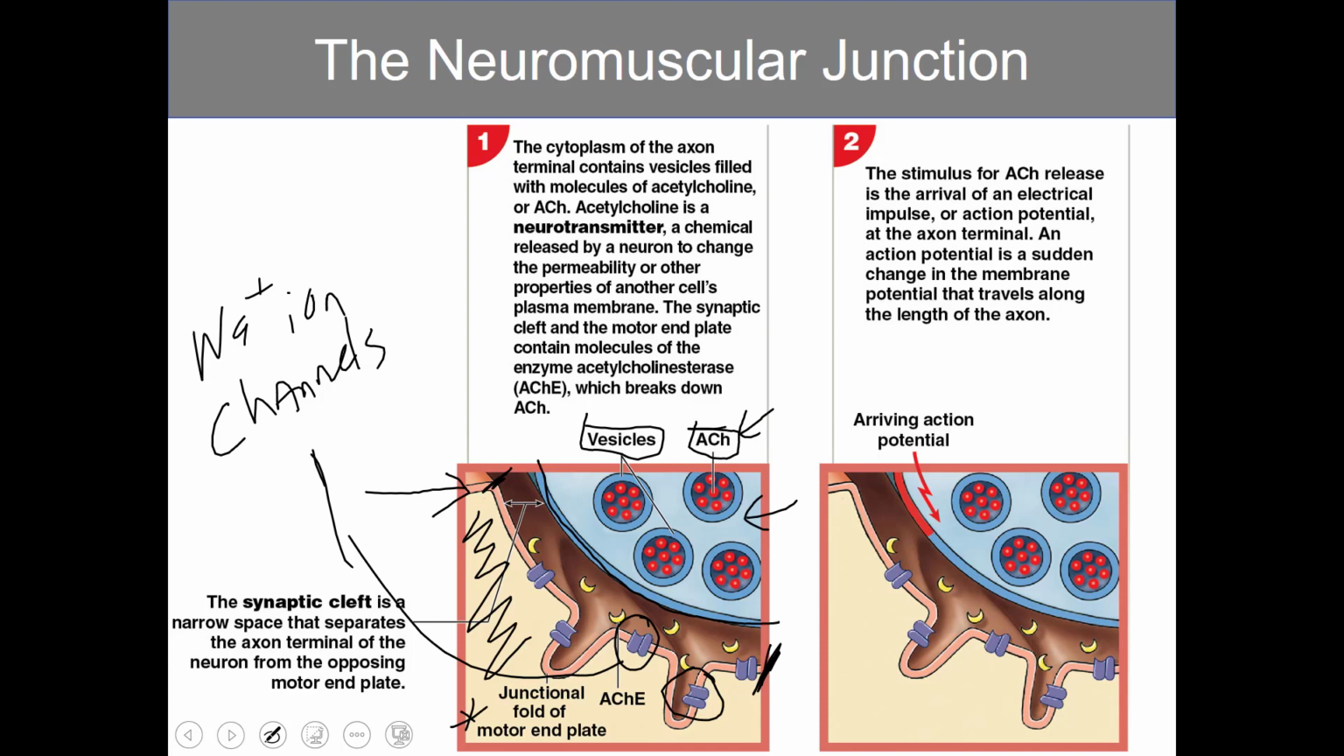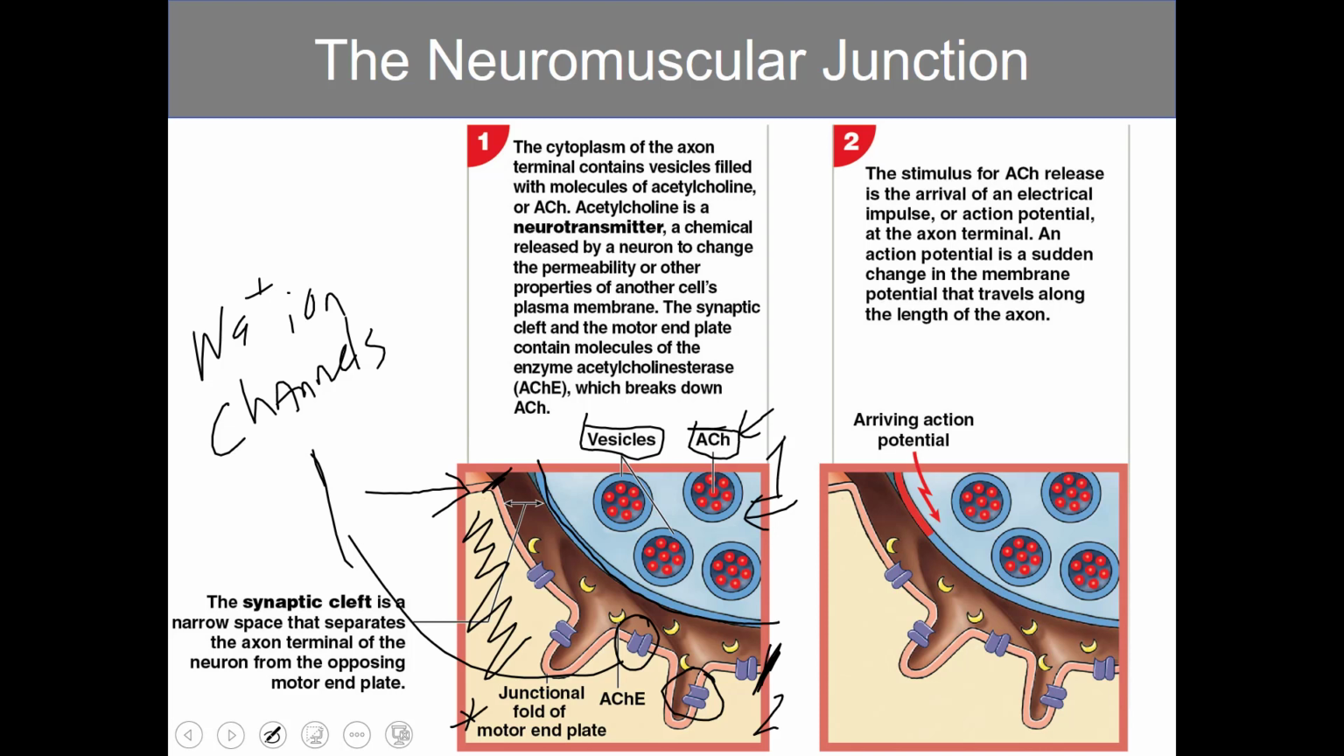So, step one: the cytoplasm of the axon terminal is filled with vesicles containing acetylcholine, and acetylcholine is the neurotransmitter. It is going to carry that message from the neuron to the skeletal muscle fiber. That message is very simple: that message is to contract. So it's sending the message to contract to the skeletal muscle fiber.